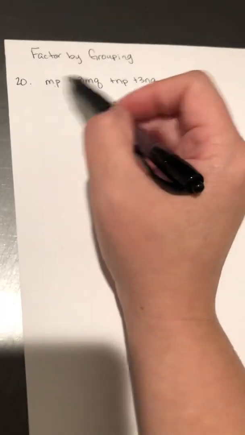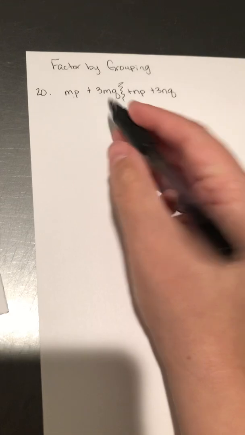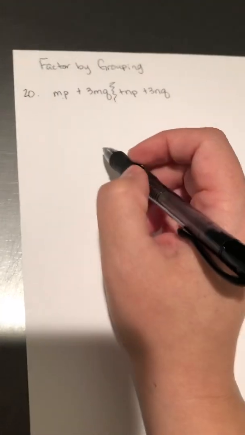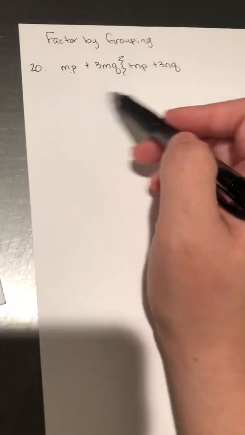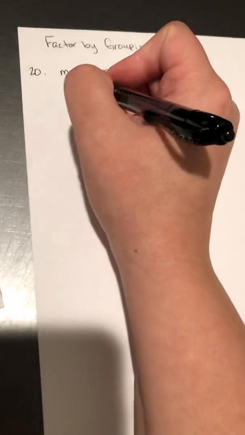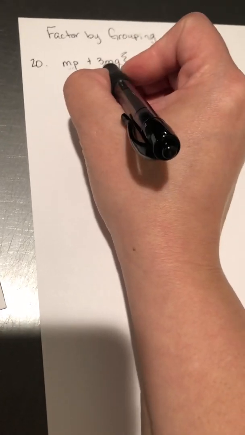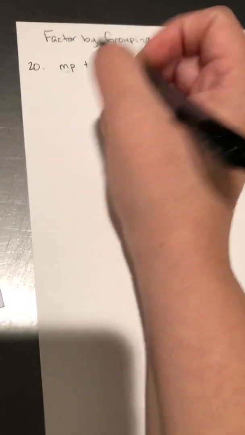So what I want to do is group those together. Usually you just split it down the middle, and you get this side and this side. Sometimes you might have to rearrange to make it work, but usually you can just split it down the middle. So I want to factor out my greatest common factor on this side. I've got MP plus 3MQ, so they have an M in common.